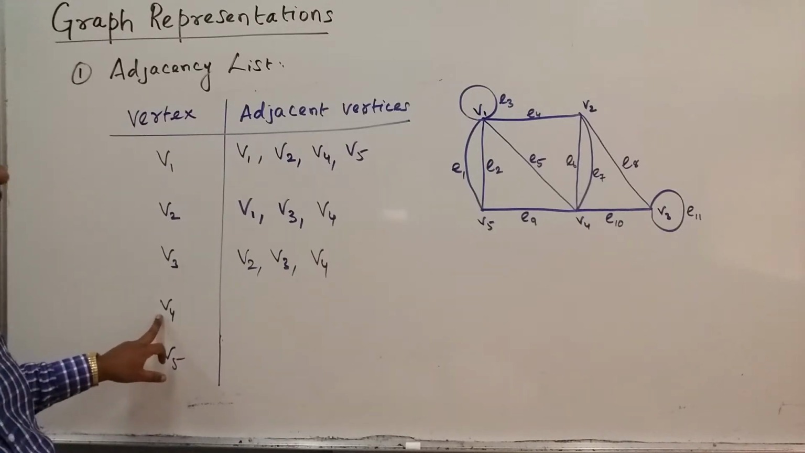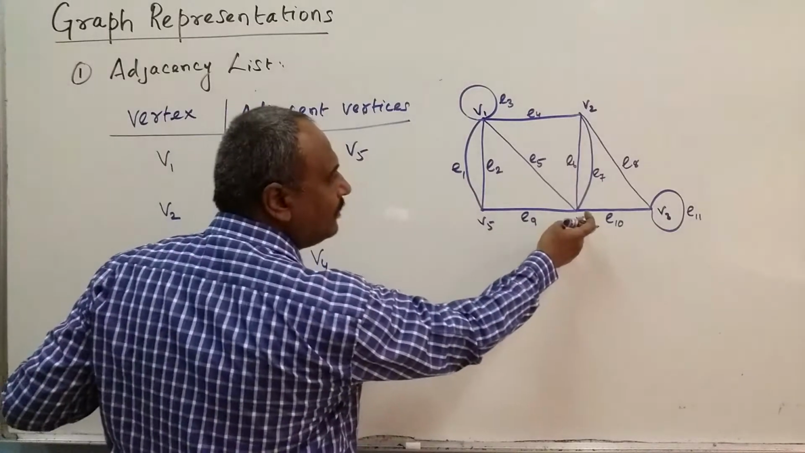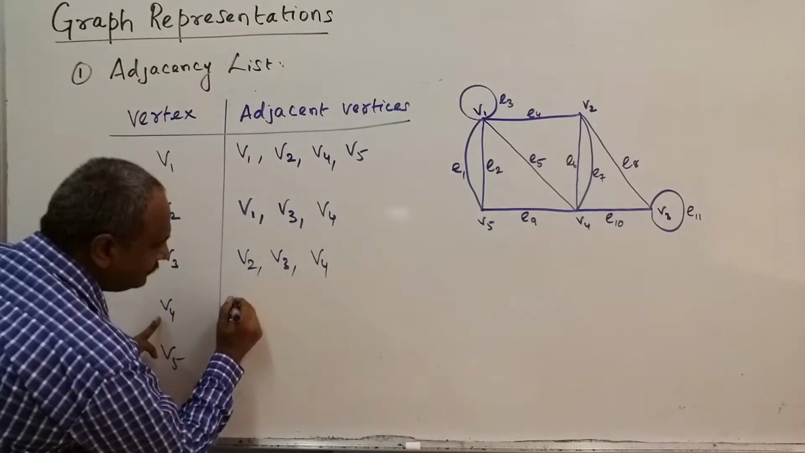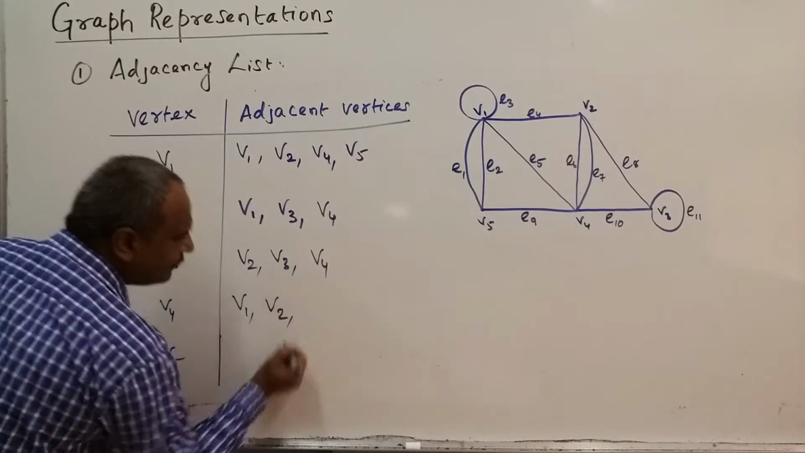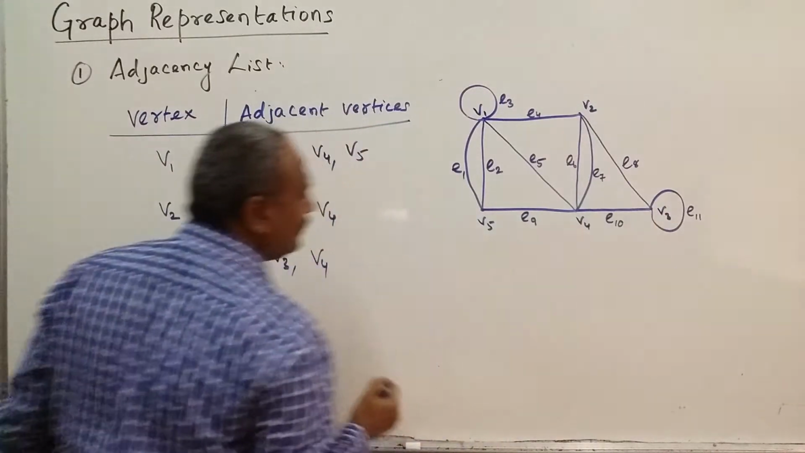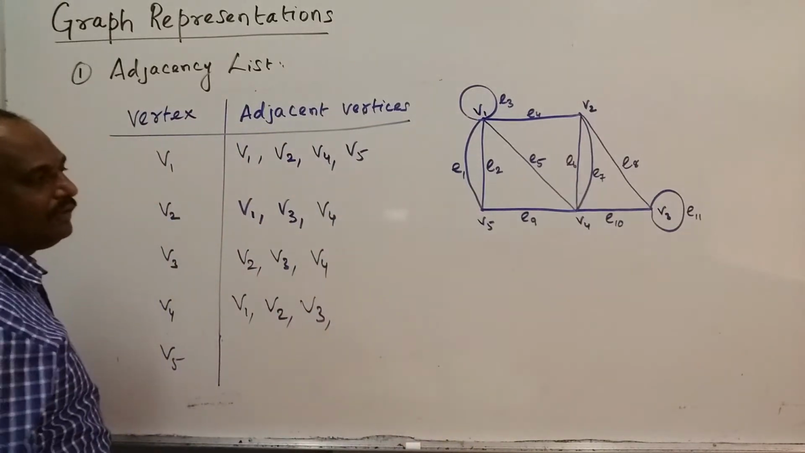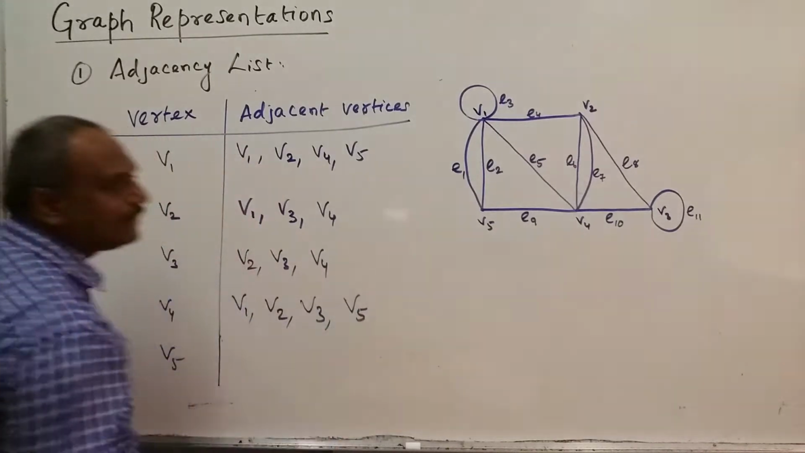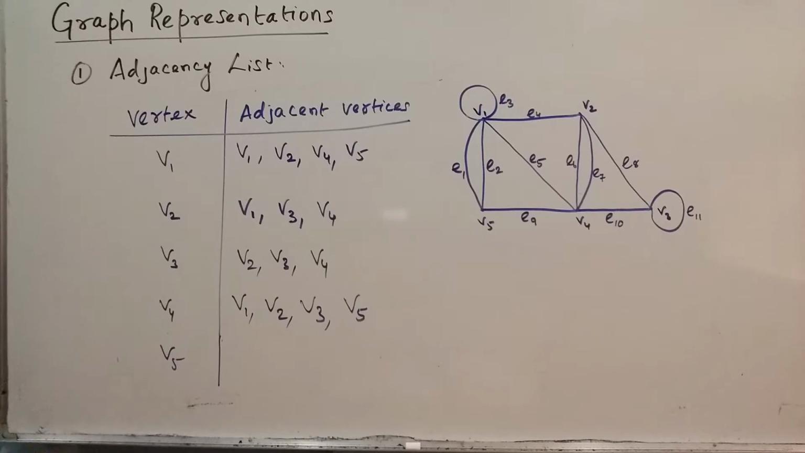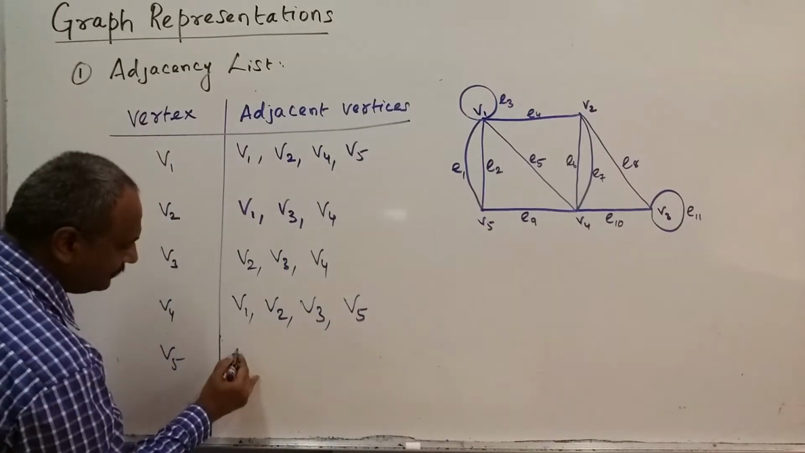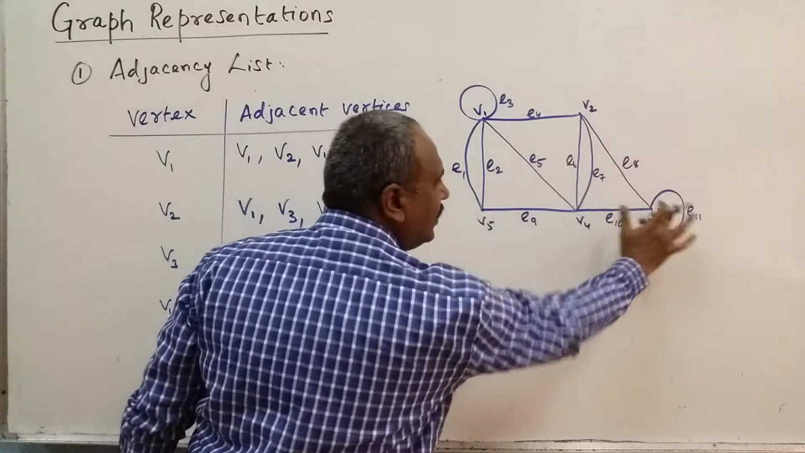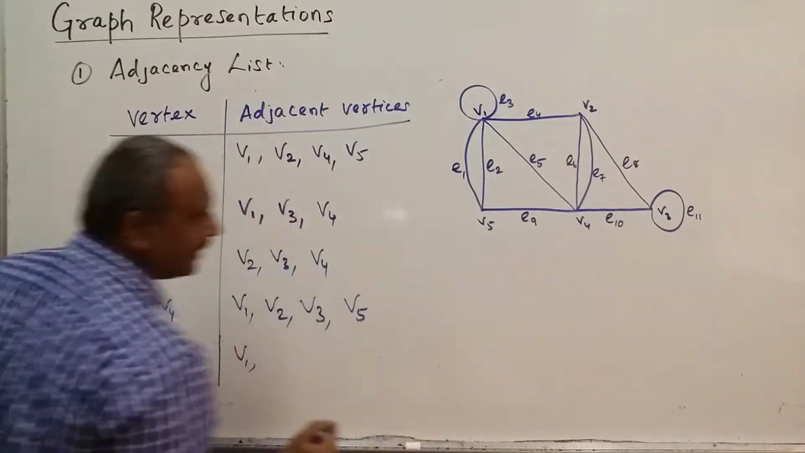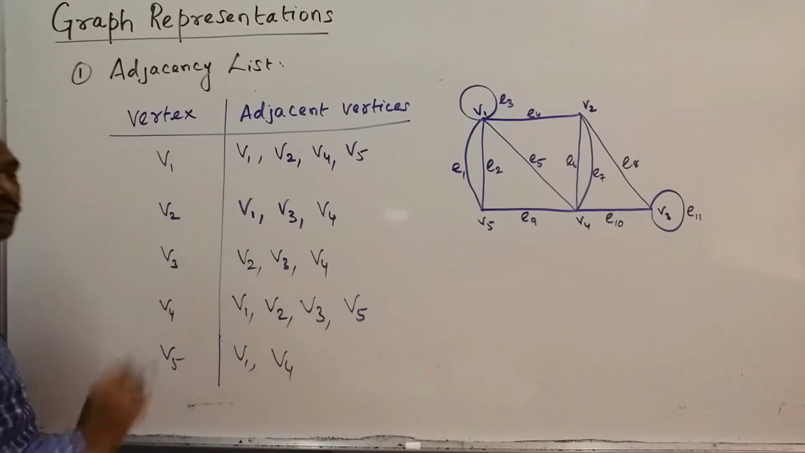Next I am going to check for V4. When I check for V4, V4 is having a link with V1, V4 is having a link with V2, V4 is having a link with V3, and V4 is having a link with V5. The last one, I am going to check for V5. V5 is having a link with V1. V5, there is no link with V2. There is no link with V3. There is an edge connecting V5 and V4.